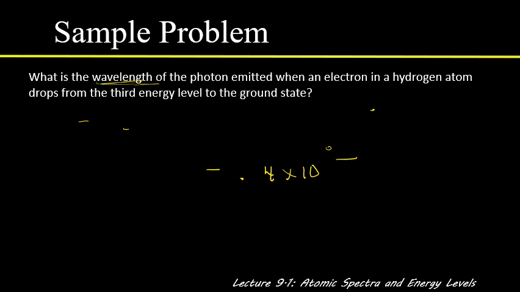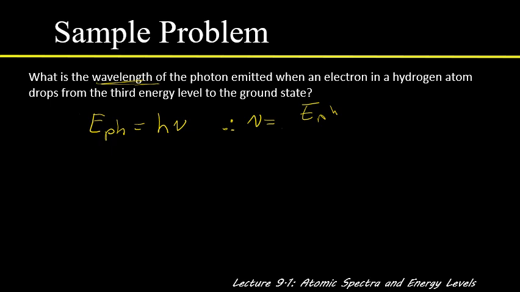And then once we have the frequency, we've done a lot of calculations like that where we relate frequency and wavelength. All right. So the energy of the photon is Planck's constant times the frequency. Therefore, the frequency is going to be the energy of the photon divided by Planck's constant.